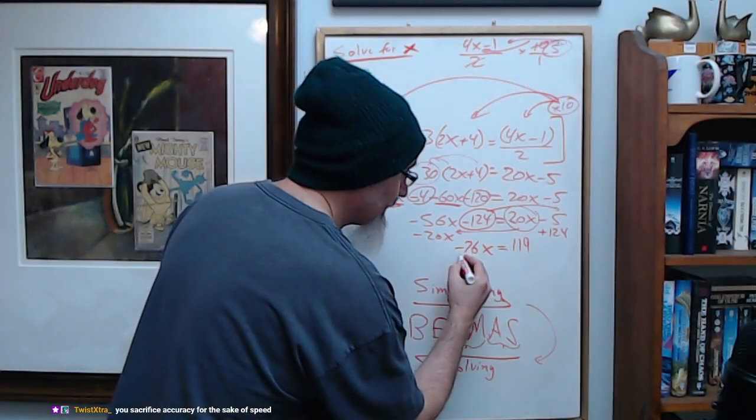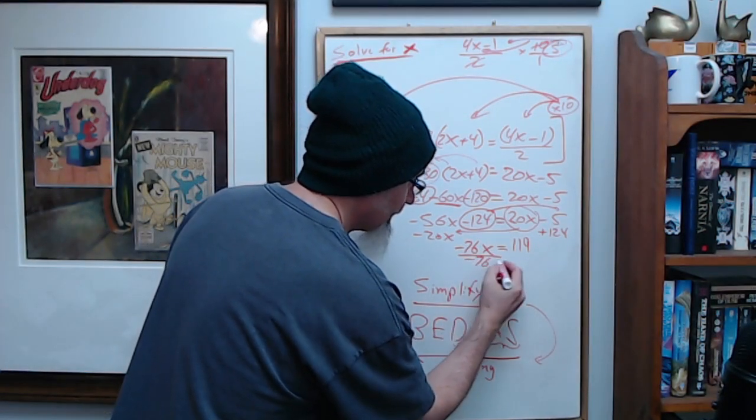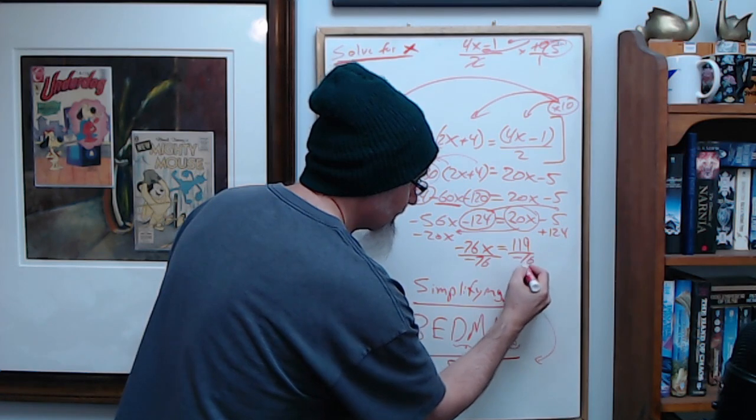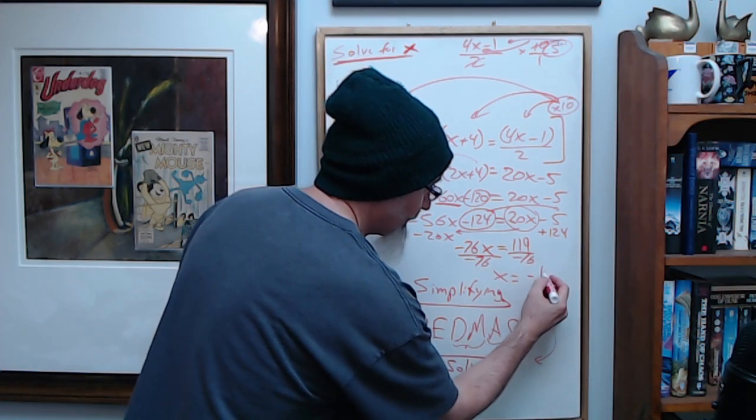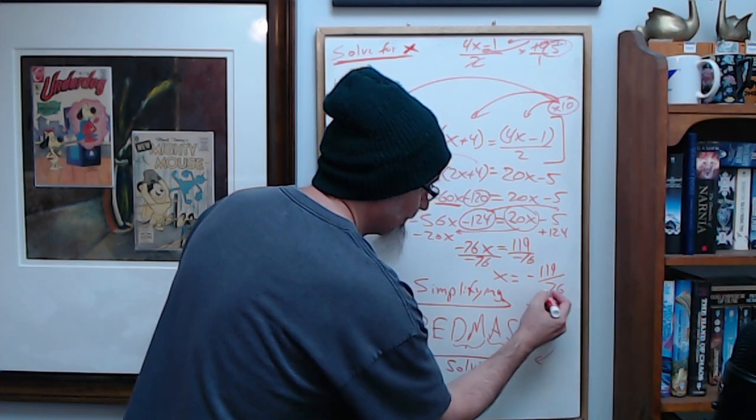And then you divide by negative 76. So x is equal to negative 119 over 76.